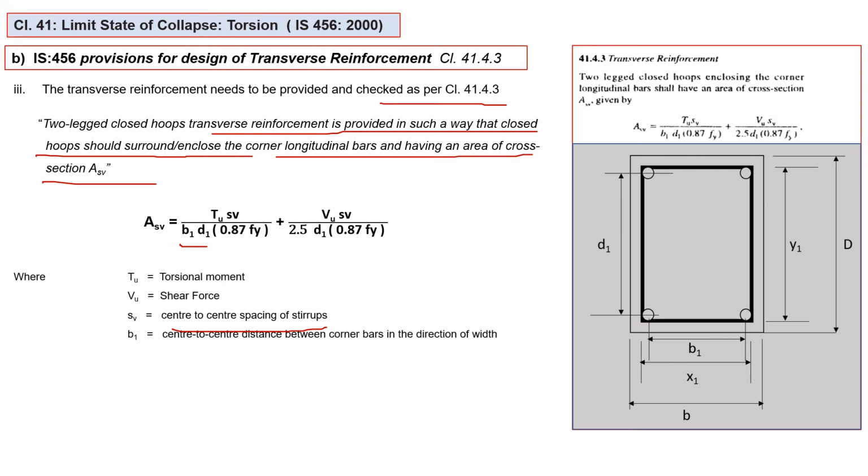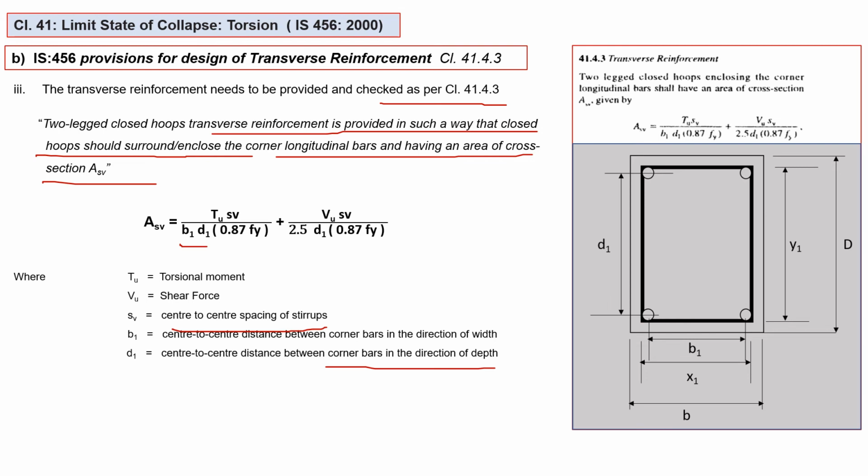Now this is the direction of width. Here you can see there are two corner bars. So B1 will be the center to center distance between these two corner bars. Similarly, D1. D1 is the center to center distance between corner bars in the direction of depth. So from this diagram, it is very clearly visible that corner bars in the depth direction, the center to center distance, we need to calculate D1, that we have to substitute here.